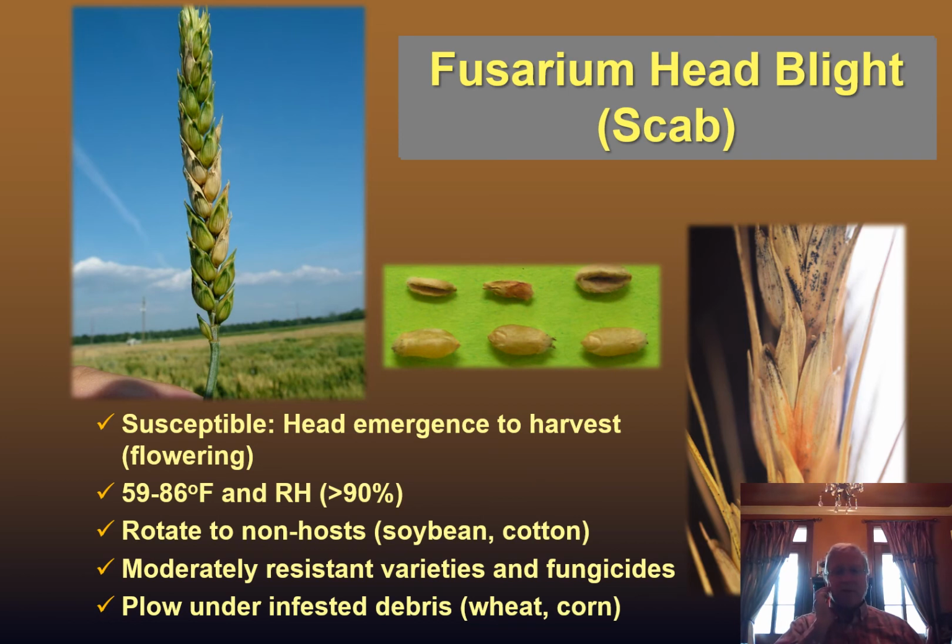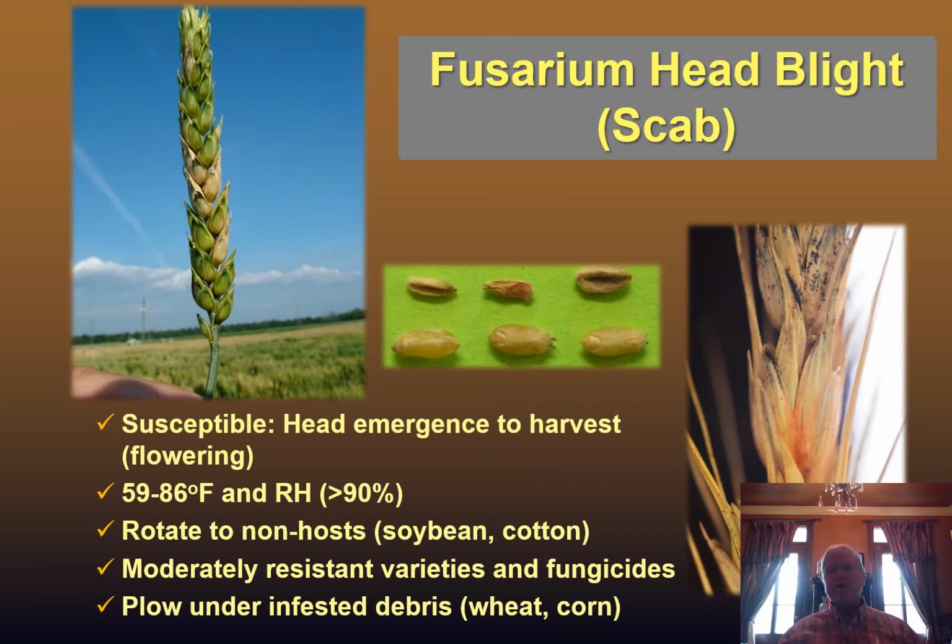This has been a recurring problem in wheat over the past 5 to 6 years. It infects the heads. The optimum time for infection is going to be at flowering. However, you can get infection from flowering to harvest. If you notice, the row of seeds on the top are shriveled and deformed. Those are infected seed. They're called tombstones.